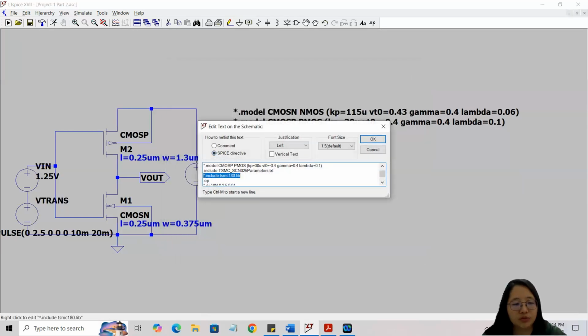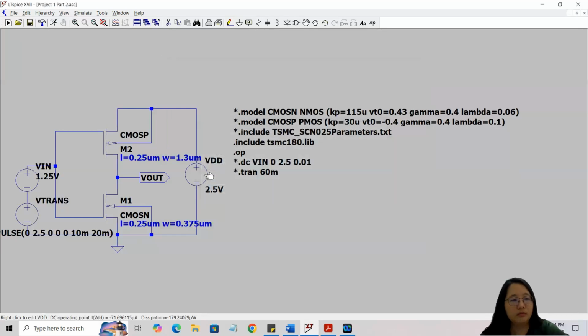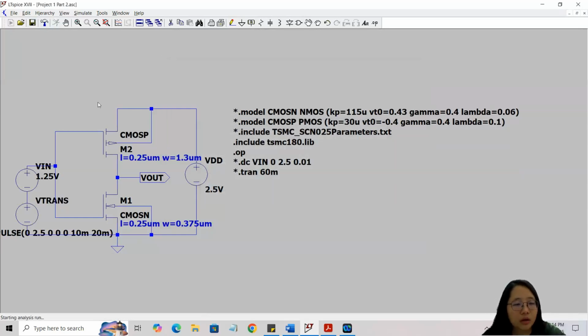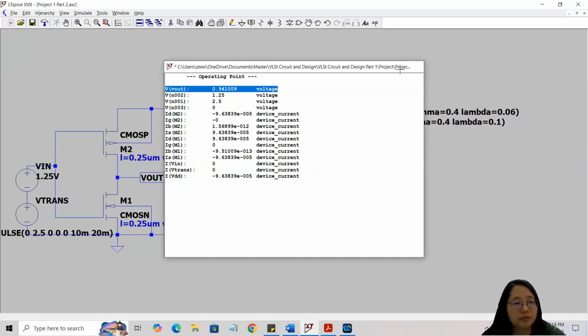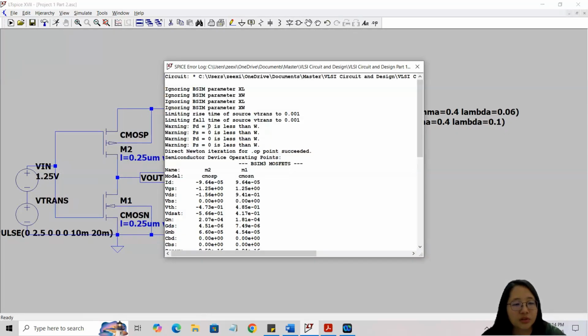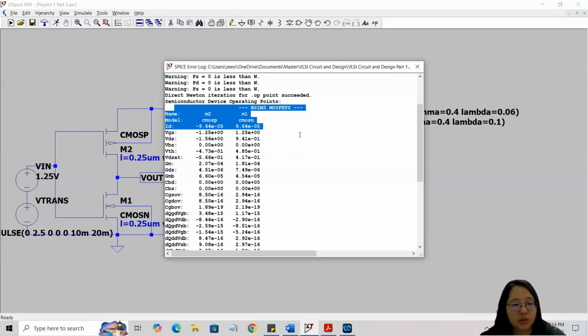Then I'll do the simulation for TSMC 180. This one is the operating point for TSMC 180, and this one is the Vout. Then this one is the SPICE error log for TSMC 180, and we can find the ID, VGS, and VDS here. Then we can calculate the operating region for NMOS and PMOS.